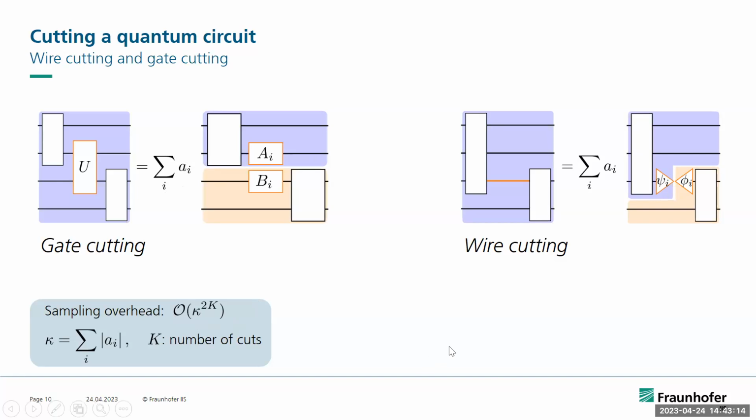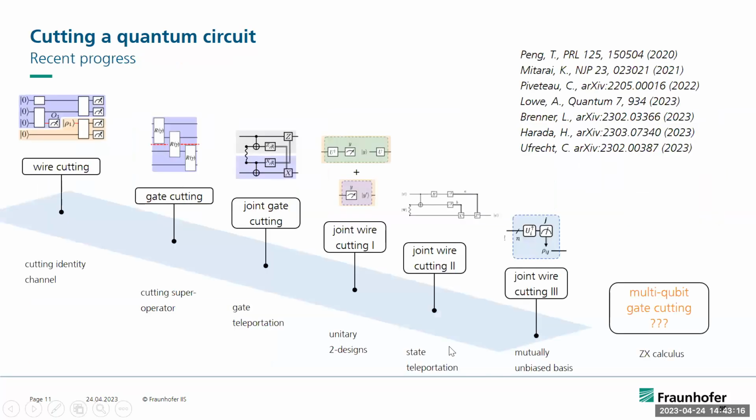And then there has recently been a lot of work which tries to find better decompositions, in the way that they have less sampling overhead, or they use fewer ancilla qubits. And most of this work has been... Is it always possible to do this kind of gate cut for any gate, for any unitary?